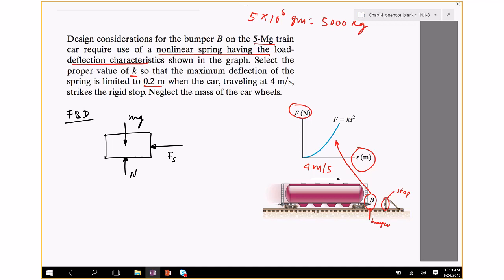Sometimes the problem doesn't make sense unless you assume friction force, like we'll see later on in chapter 17 when there's something rolling. But if you're not given friction, just ignore it.